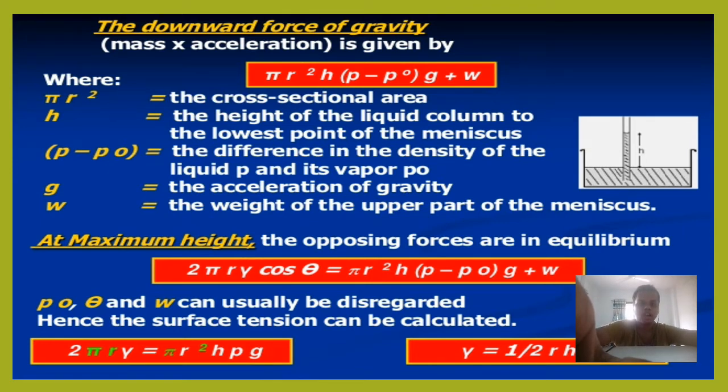So 2 pi r γ is equal to pi r square h rho g. The value of surface tension obtained can easily be calculated by cross multiplication, and the final value obtained is γ equals r h rho g by 2. So that is the formula for determining the surface tension by the capillary rise method.